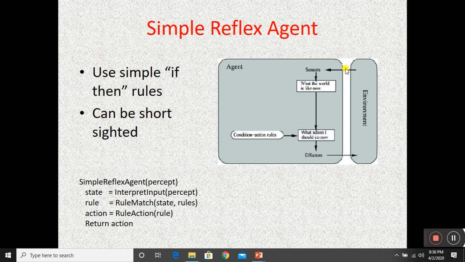So the sensor is sensing from the environment, it will process it, and then it will have some action rules, and on the basis of the action rules, this will actually work for the environment. So this is a simple reflex agent. Like, it has sensed anything from the environment, and it will simply work accordingly on the basis of the action rule. So this is very simple. Can be short sighted. This is one of the basic and fundamental agents, that is simple reflex.